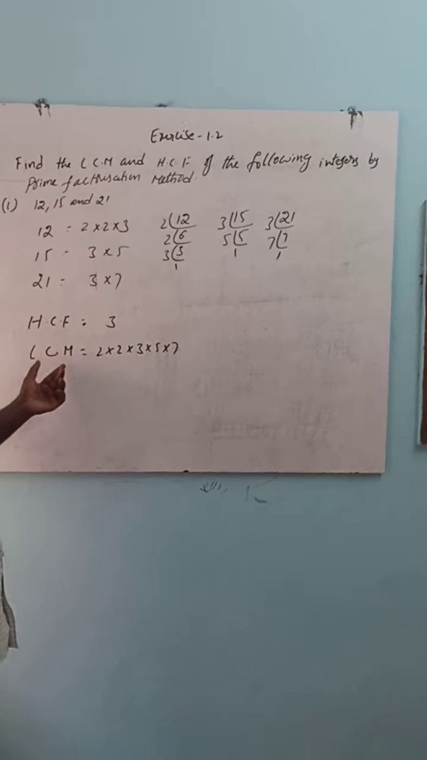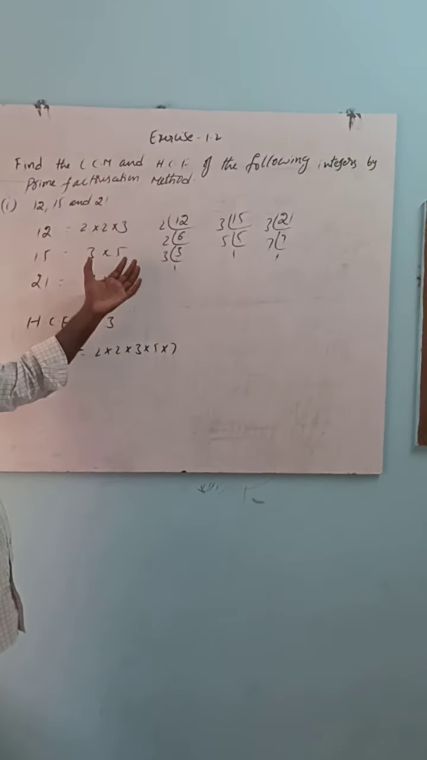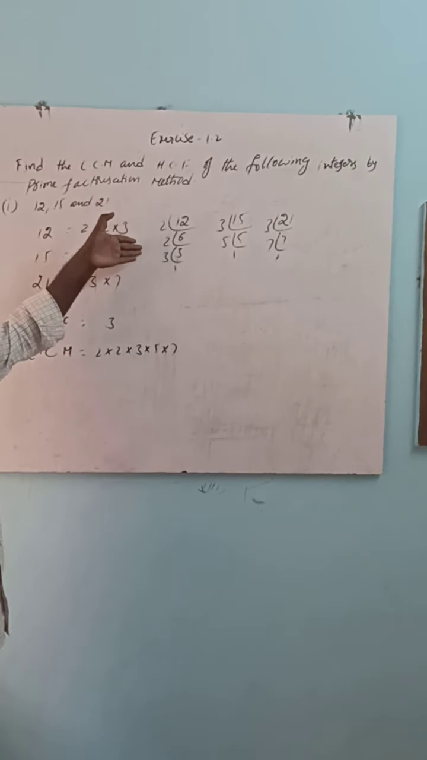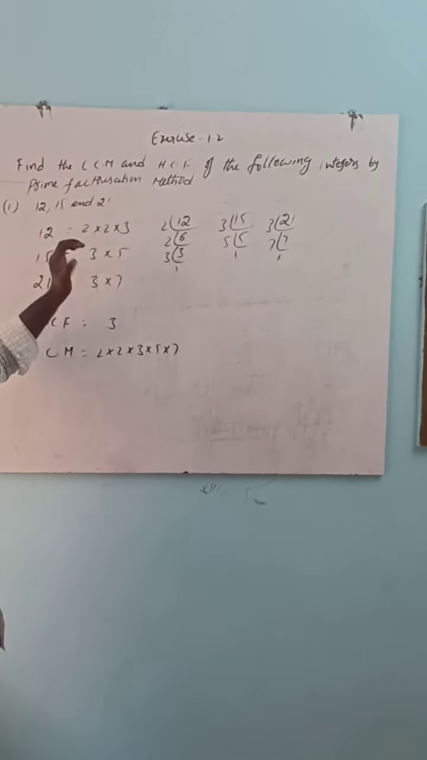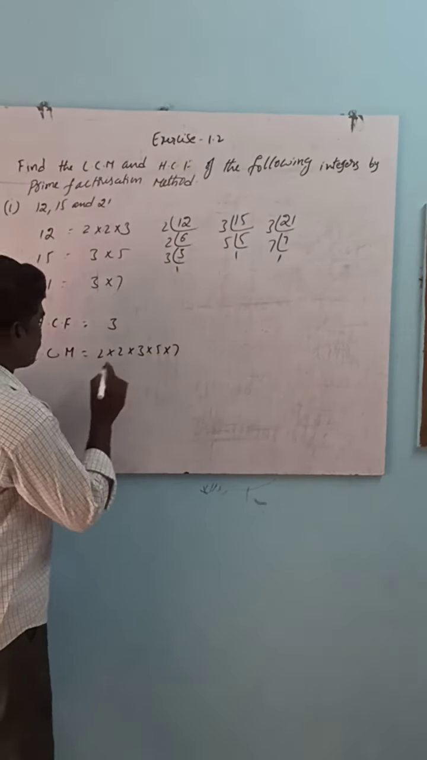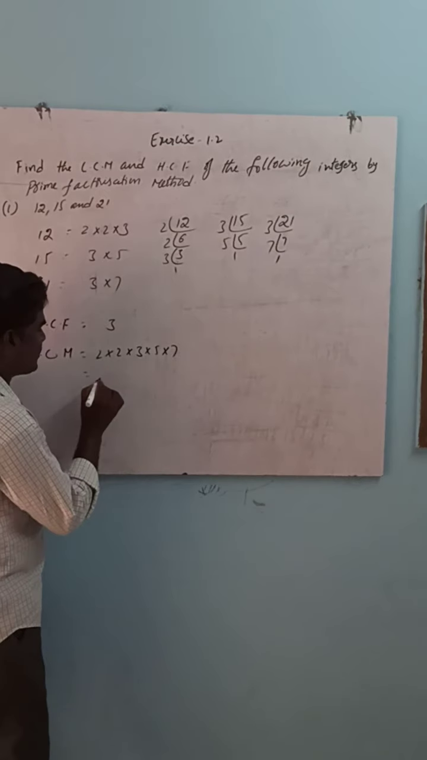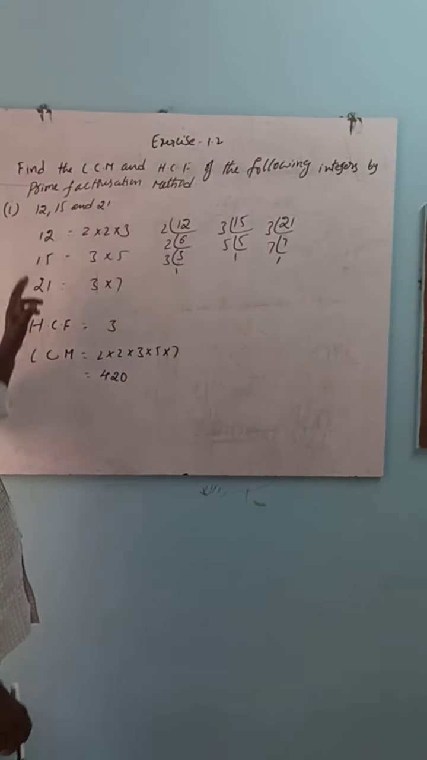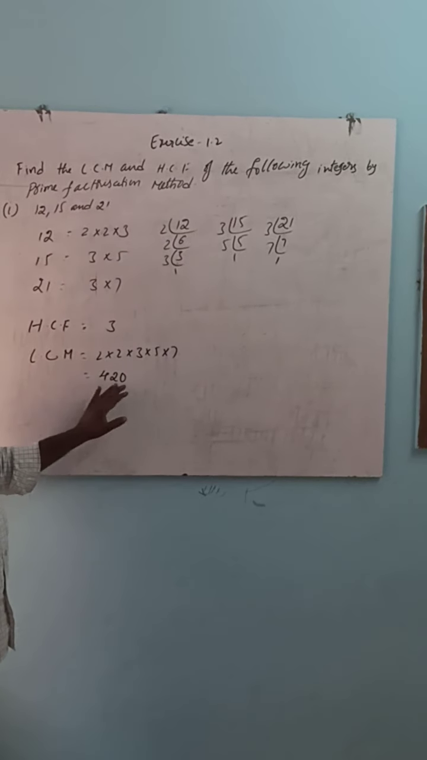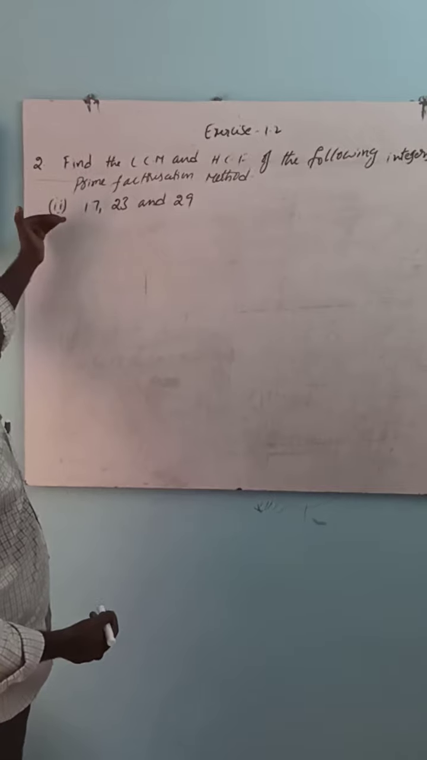Okay, how can we find the LCM in the prime factorization method? It is the product of the highest multiple of all factors. For HCF it is the least common multiple factor. Okay, so 2 2s are 4, 4 3s are 12, 12 5s are 60, 60 7s are 420. So the LCM of 12, 15 and 21 is 420. HCF is 3.